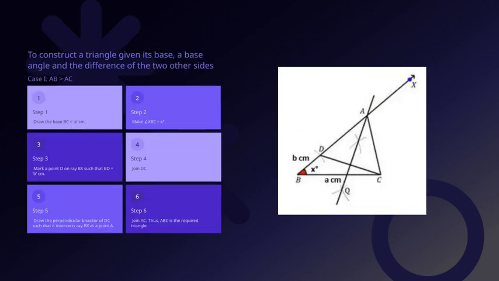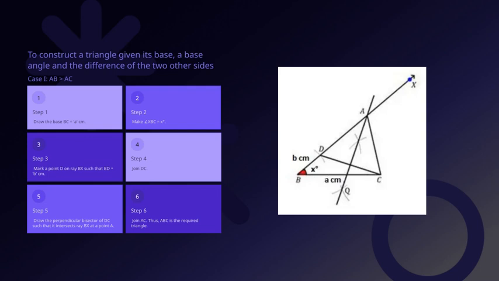Let's walk through the process of constructing a triangle when we know its base, a base angle, and the difference of the other two sides, specifically in the case where AB is greater than AC. First, we'll start by drawing the base BC, which we'll label as a centimeters. This forms the foundation of our triangle. Next, we make an angle at point B, denoted as XBC, and set it to x degrees. This angle represents the given base angle that helps us determine the shape of the triangle.